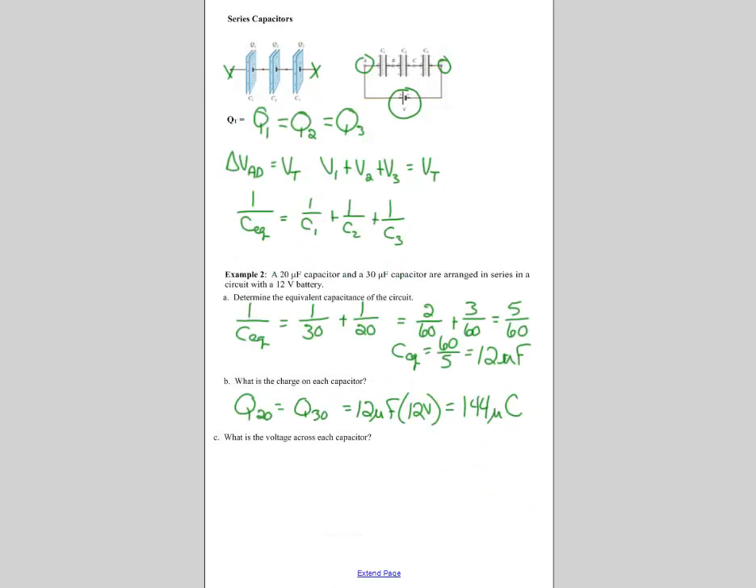What is the voltage across each capacitor? Voltage across the 20 microfarad capacitor is just going to be the charge, 144 microcoulombs, divided by the capacitance, 20 microfarads, and I get 7.2 volts. The voltage across the 30 microfarad capacitor, same charge, 144 microcoulombs, divided now by the 30 microfarad capacitor, and I get 4.8 volts. My voltage across each capacitor should add up to 12 volts, which it does.